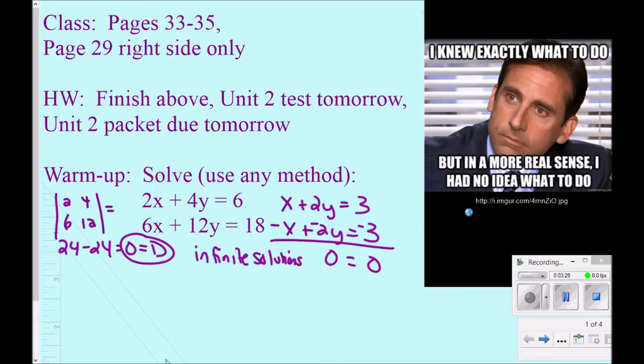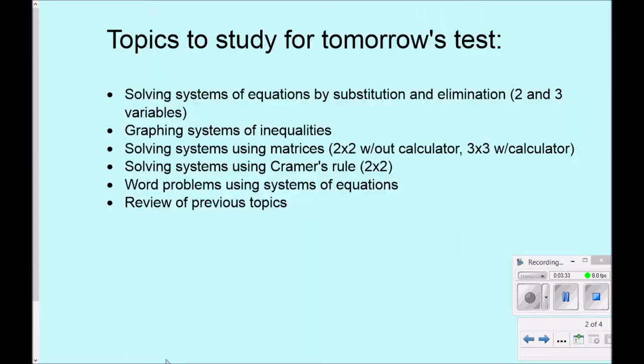Okay, so that was the warm-up we did. Then I gave a list of what to expect on tomorrow's test. So take a look at that. Notice the only item that you're allowed to use a calculator on would be solving a 3x3 system of equations using matrices. So there's one problem on the test where you're allowed to use a calculator, and that's what it is, solving a system of equations using matrices with a 3x3.